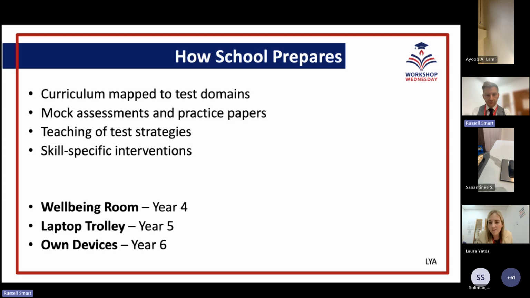With regards to the logistics of how the assessments are carried out and where they're conducted, in year 4, the students carry out their assessment in the wellbeing room for all the GLs on a device, on a laptop. Year 5, they will do the assessment in their classrooms, but using a laptop trolley. And in year 6, they will do it in their classrooms, but they will use their own devices to do the assessment.